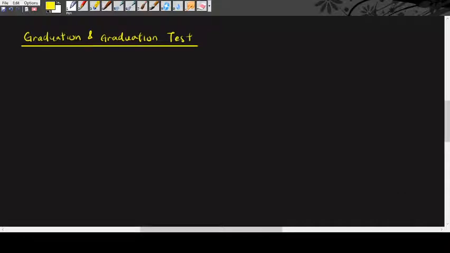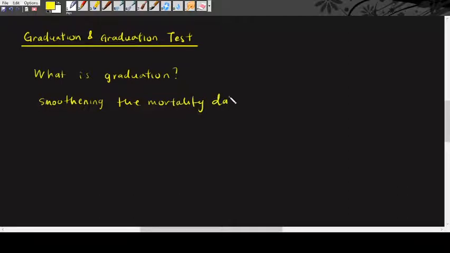We are going to look at graduation and the graduation test. What is graduation? In the context of survival models, graduation is a process of smoothing the mortality or failure rate data. Let's look at the examples.